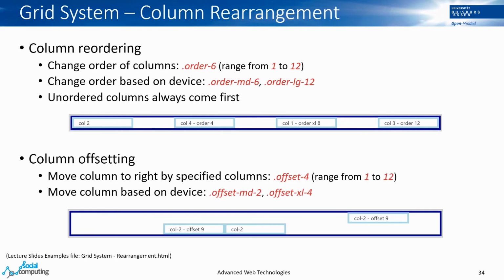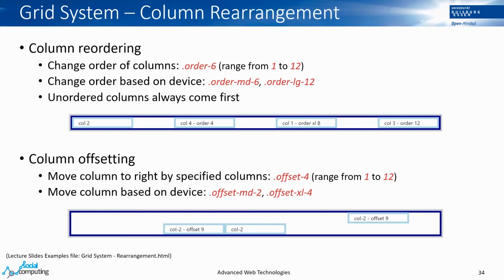And similarly, when you are defining an order, you can also define an offset. For example, this offset means that the column should start calculating after 4 columns. So you can move the column to the right by a specific number of columns.